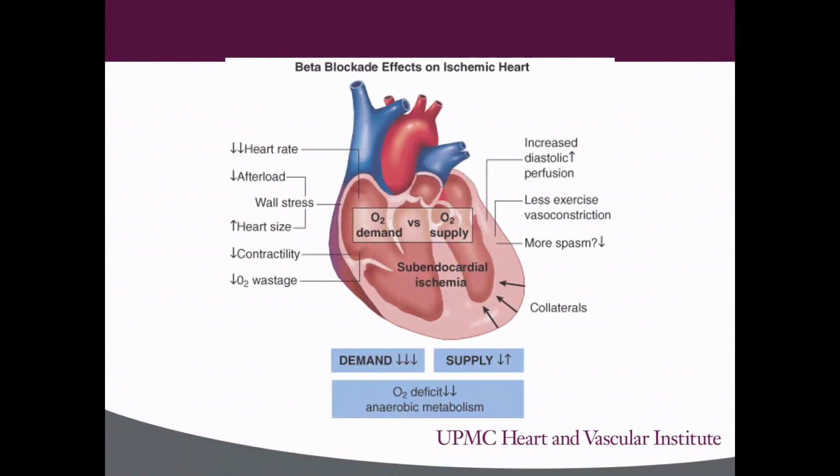So in terms of beta blockers, they have multiple effects on the heart that are beneficial for patients with coronary artery disease. They decrease the heart rate, as we know. They decrease afterload, decrease contractility, and can cause less exercise vasoconstriction. The main gist here is that they decrease your oxygen demand. So if someone has a blockage or has just had stents put in, you really want to limit the demand as much as possible, and that's what beta blockers can do. They can help to relax or calm down the heart.